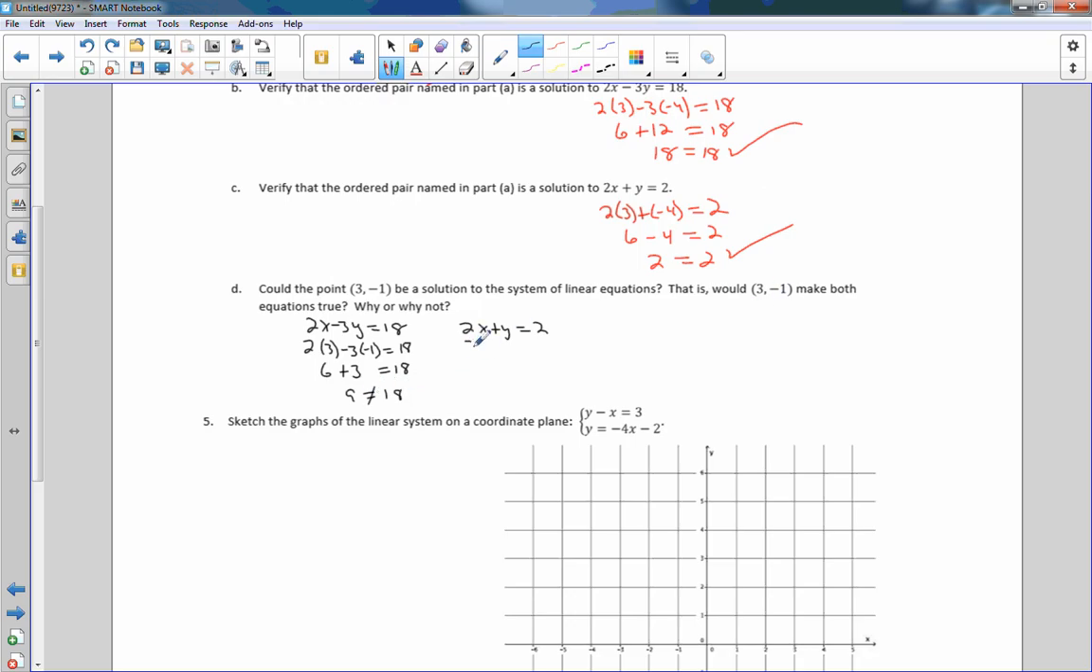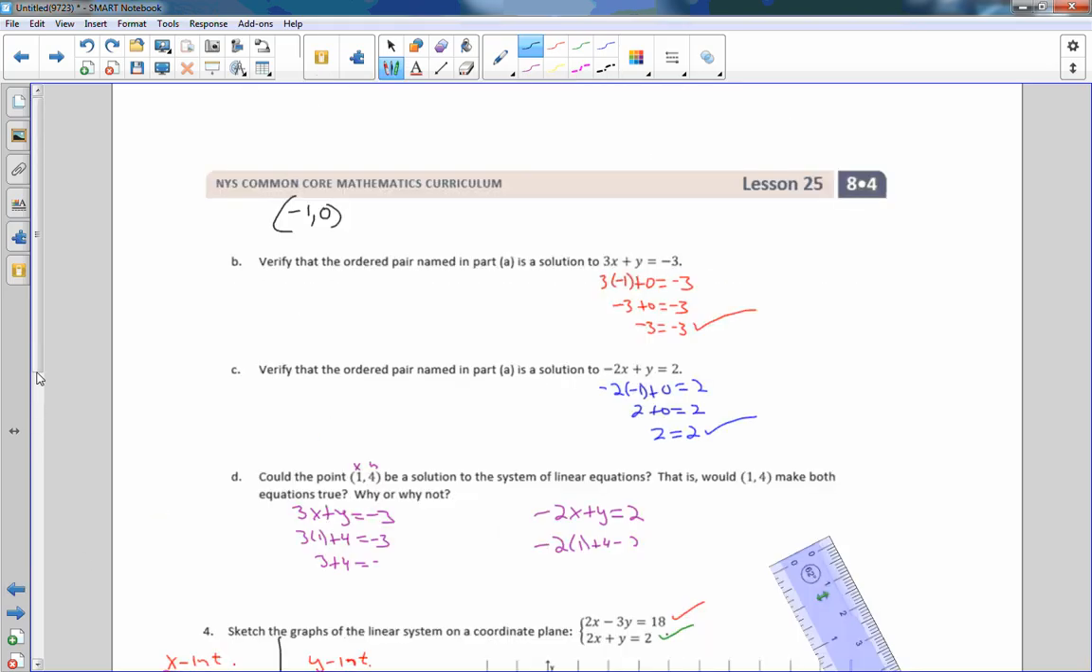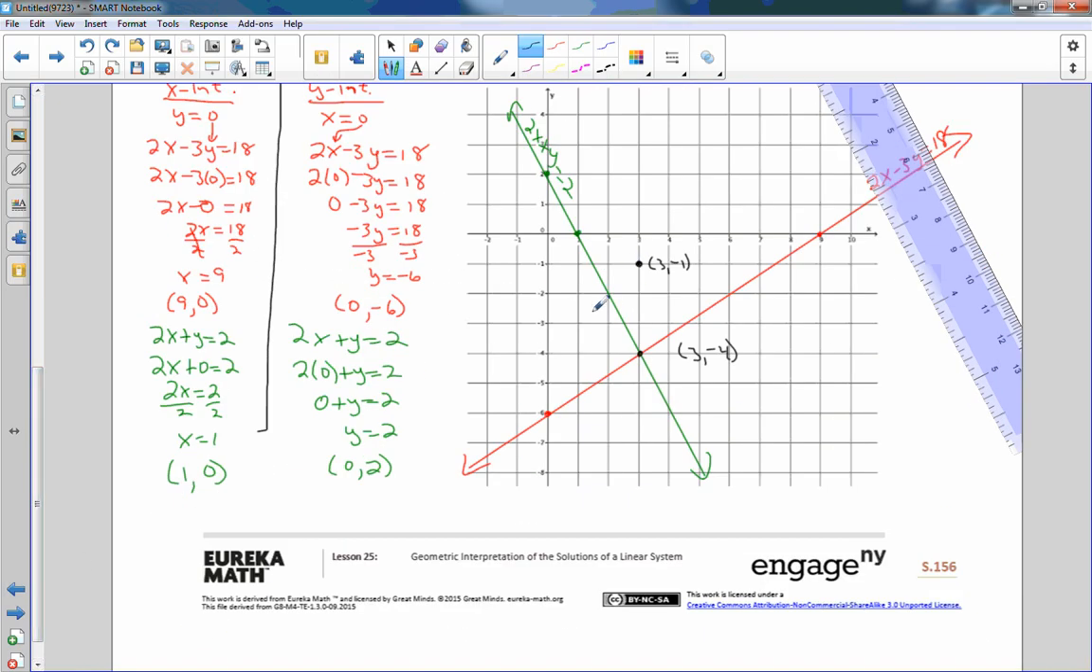Plug in 3 for x. Plug in negative 1 for y. 6 minus 1 equals 2. 5 equals 2. No, it doesn't. So therefore, we just verified that that point doesn't make either equation true. So therefore, that point is not on either line.